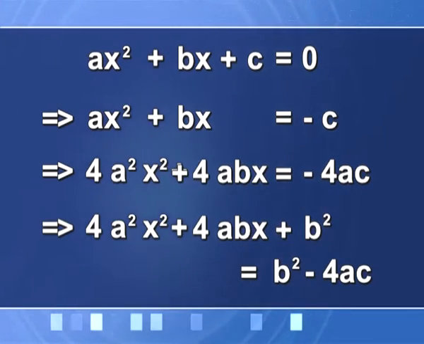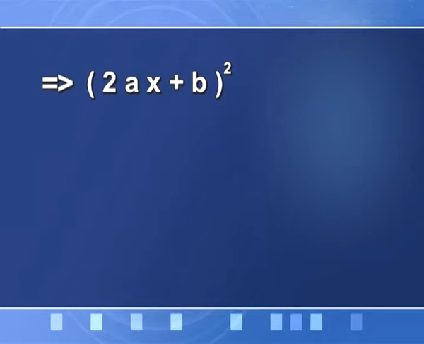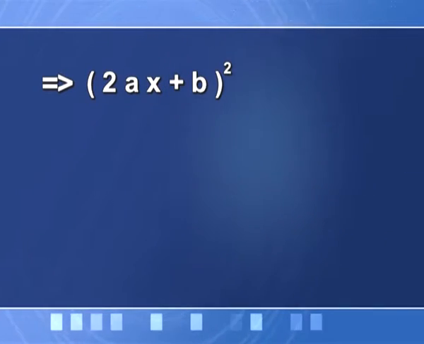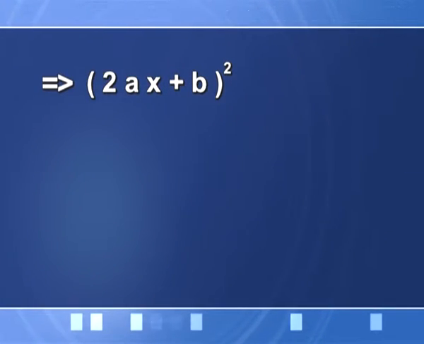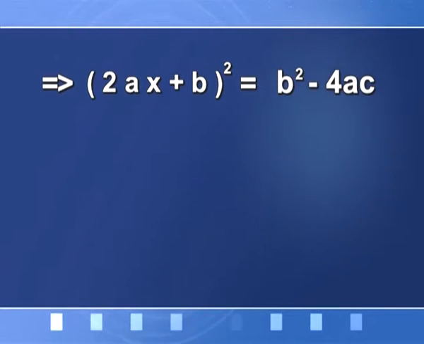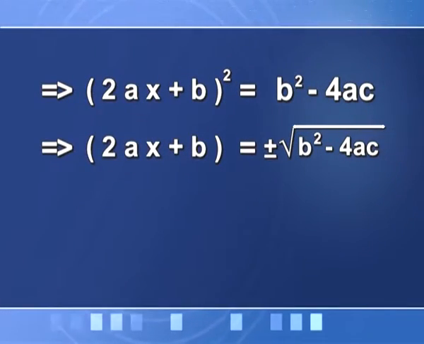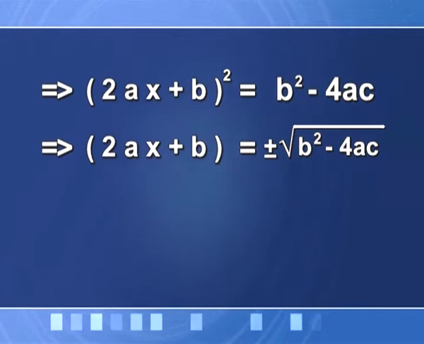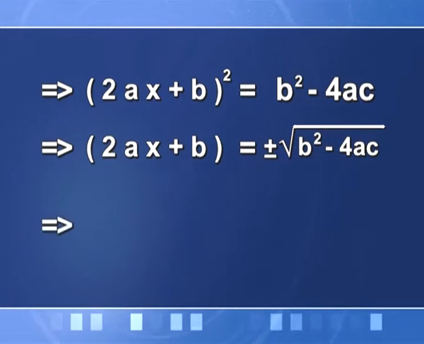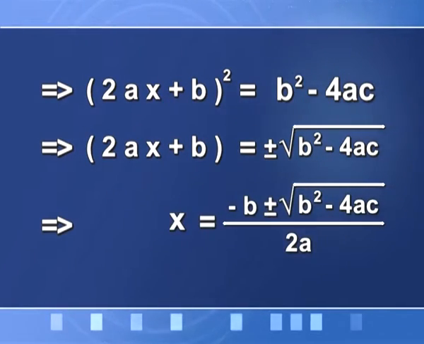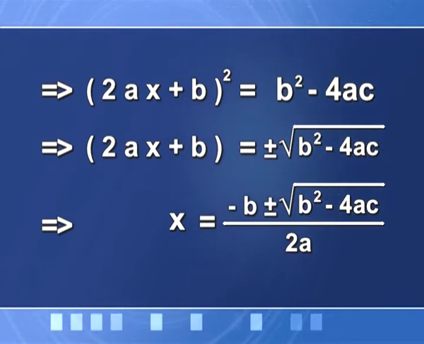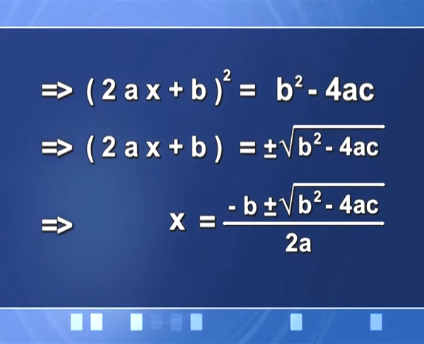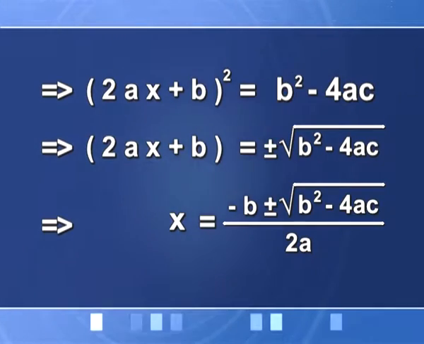On the left hand side, if you look carefully, this is the square of 2ax plus b, which is equal to b square minus 4ac. Taking square root, remember, if you take square root, you will have to put the plus minus sign. So, I get 2ax plus b is equal to plus minus under root of b square minus 4ac. Shifting b to the right hand side and dividing by 2a, I get x as the same value which I got by the other method.